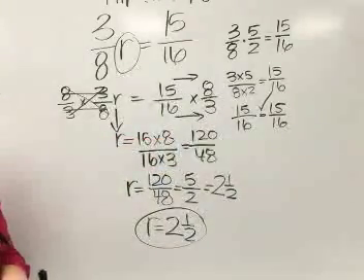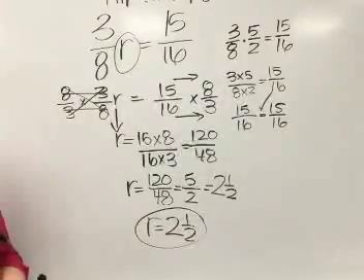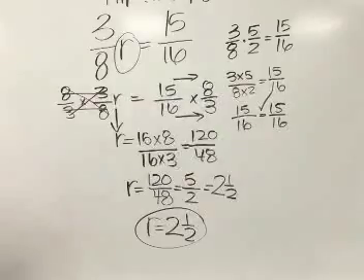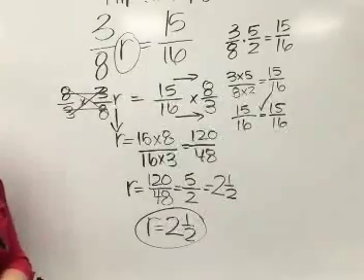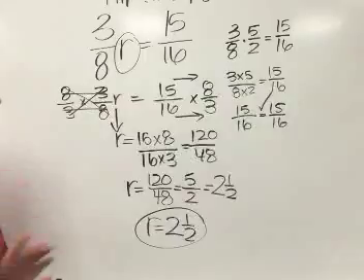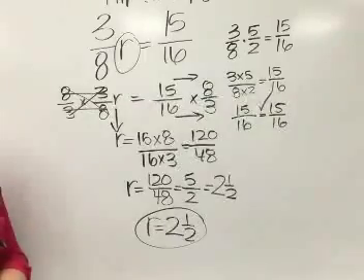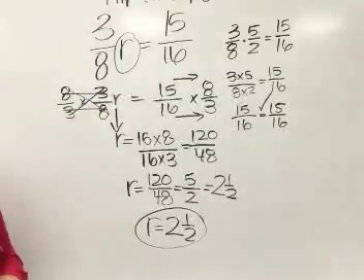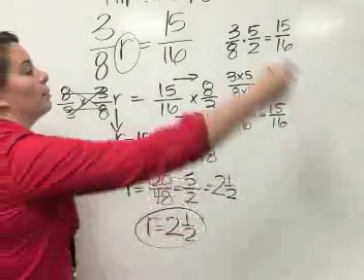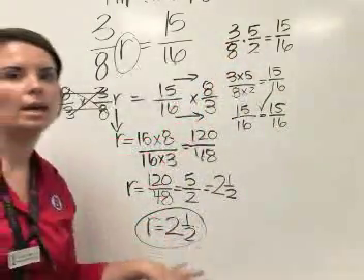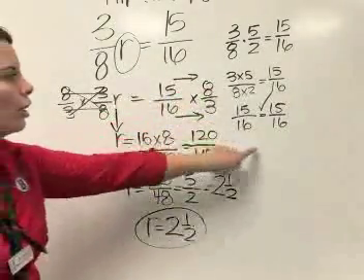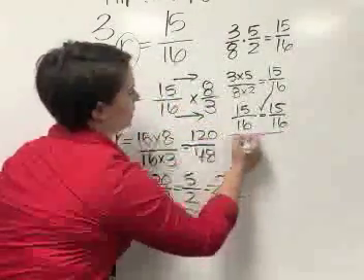So 15 times 8 is 120, and 16 times 3 is 48. So I now have 120 over 48. This is an improper fraction that needs to be reduced. I reduce it down to 5 over 2, which I know is 2 1/2. So r equals 2 1/2. And then I plug it back in. I plug it in to make sure that my equation is true.